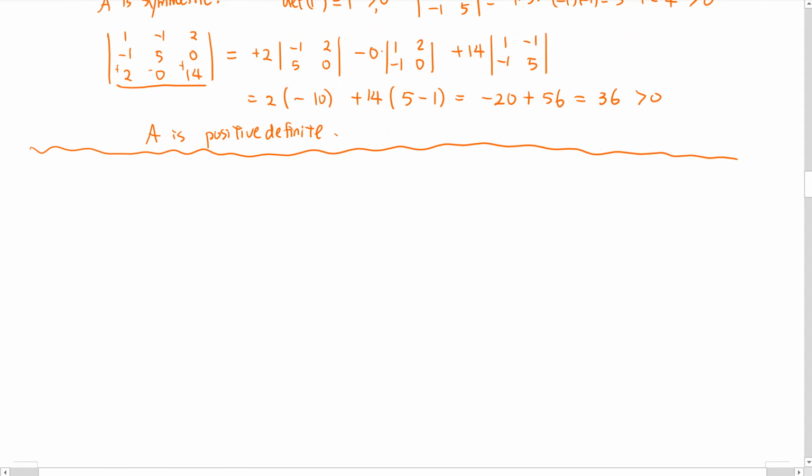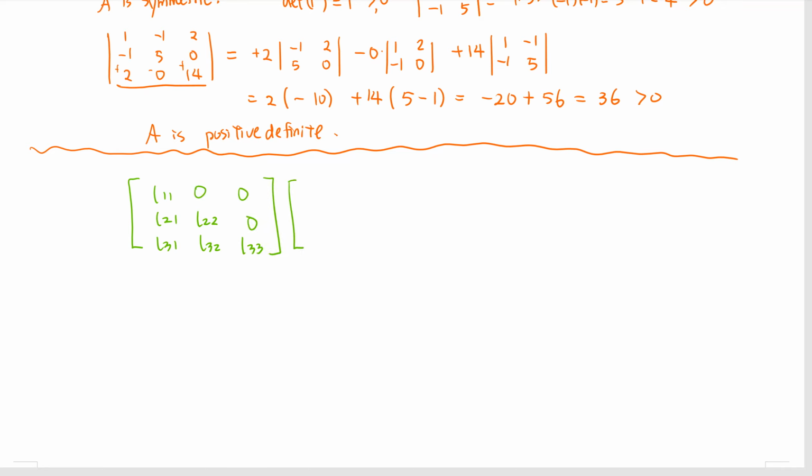So we set it up like L. L is L11, L21, L22, L31, L32, L33. So this is a lower triangular matrix times L transpose. So just flip it on top. That equals A. A is 1, minus 1, 2, minus 1, 5, 0, 2, 0, 14. So far, so good, everybody? Okay.